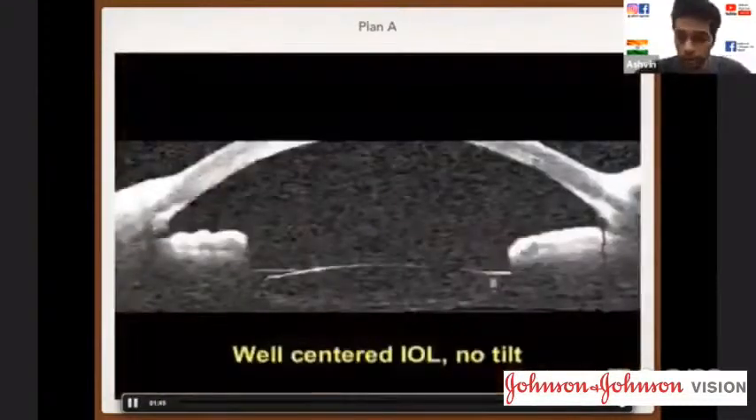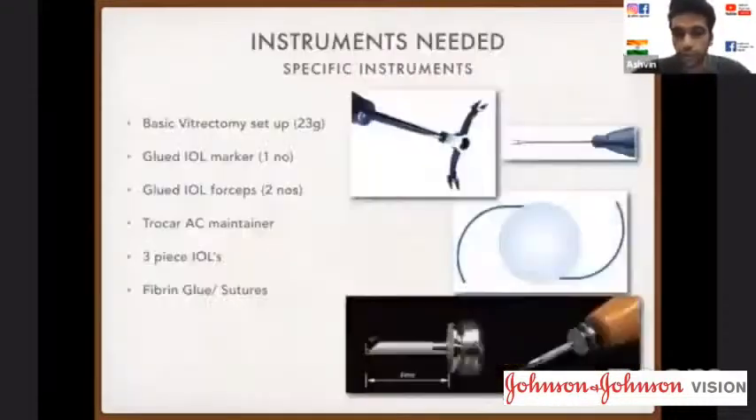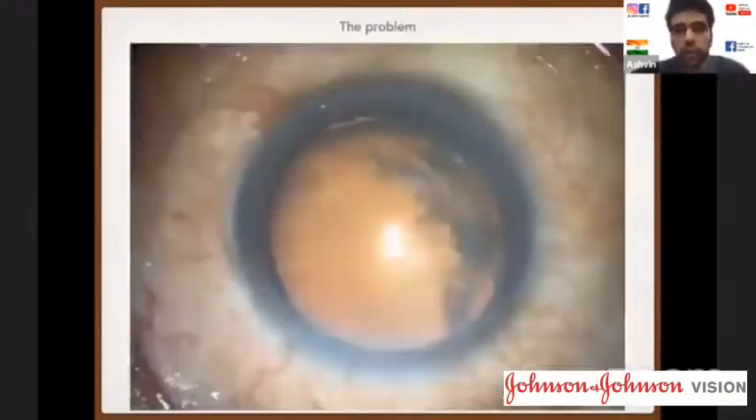The video, the presentation that I have in mind for you guys is this. The instruments that you need, in case any of the steps before I showed you goes wrong, and I'll show you that as well, but these are the instruments that you need. A basic vitrectomy setup with a 23 gauge needle, glue dial marker, a glue dial forceps, trocar, AC maintainer, a three-piece lens, and fibrin glue or sutures. A lot of times glue dial can be a misnomer. You can put sutures, no harm in it.